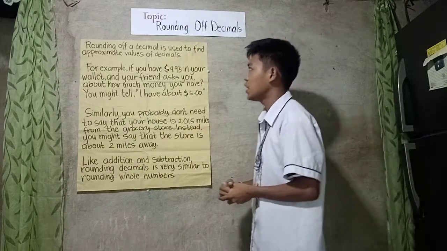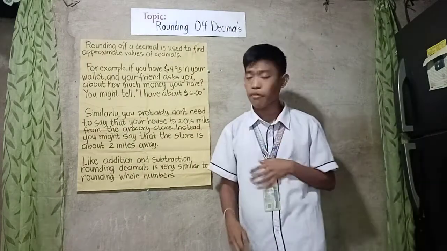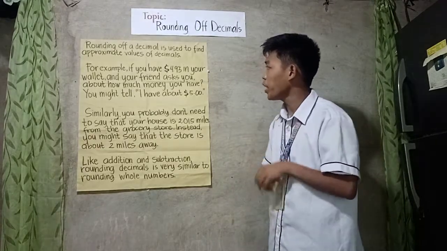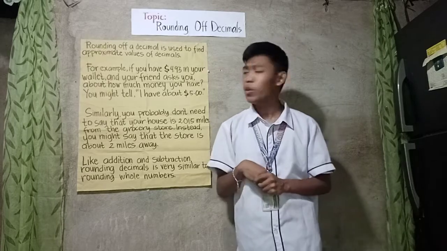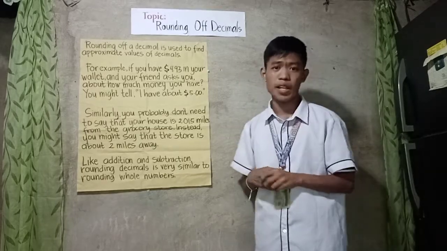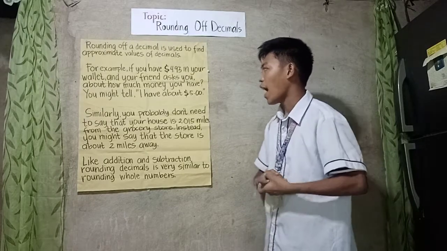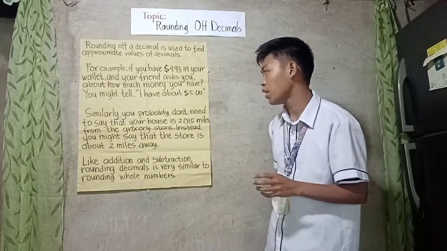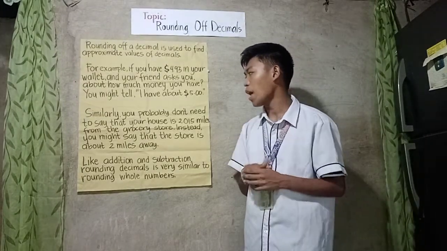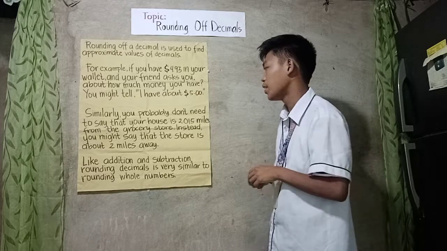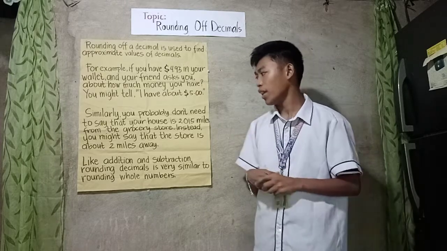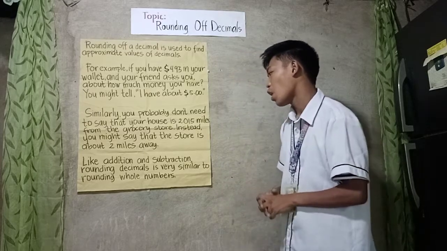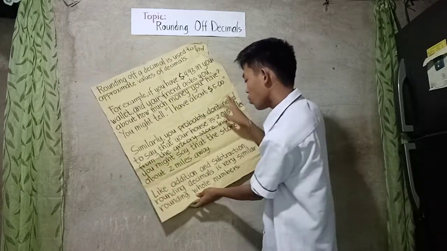So rounding of a decimal is used to find approximate values of decimals. For example, if you have $4.93 in your wallet and your friend asks you how much money you have, you might say, I have about $5. Similarly, you probably don't need to say that your house is 2.15 miles from the grocery store. Instead, you might say that the store is about 2 miles away. Like with addition and subtraction, rounding decimals is very similar to rounding whole numbers.